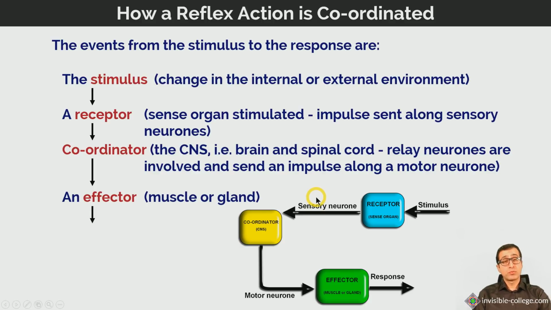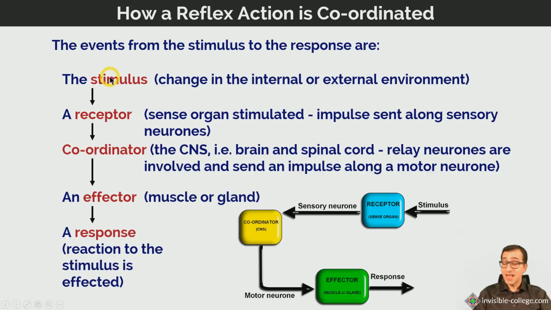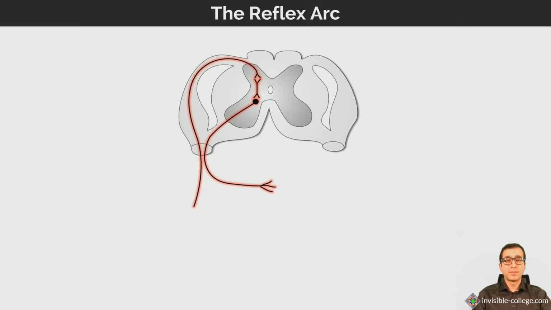Now, in the withdrawal reflex, that response is to contract a muscle group, which then brings your hand away from the painful stimulus. So we see here that scheme that we saw before. You have a stimulus, a receptor, a coordination center, an effector, and a response. So let's take a look at the reflex arc then.